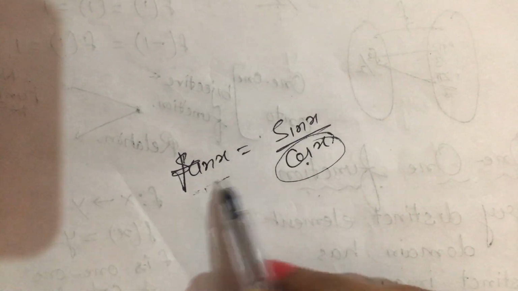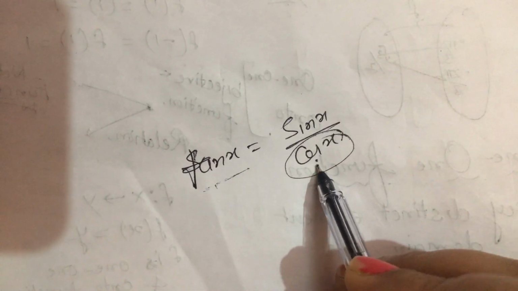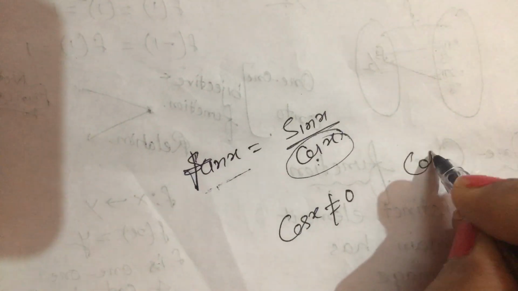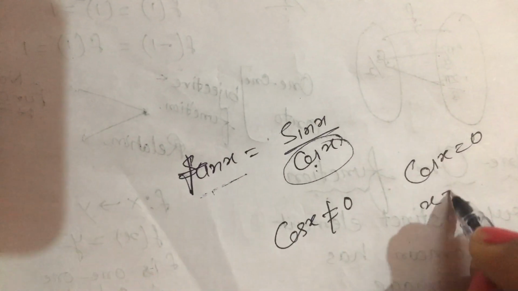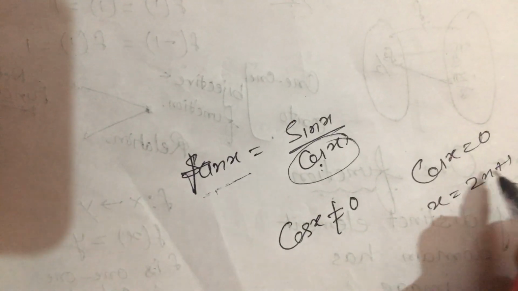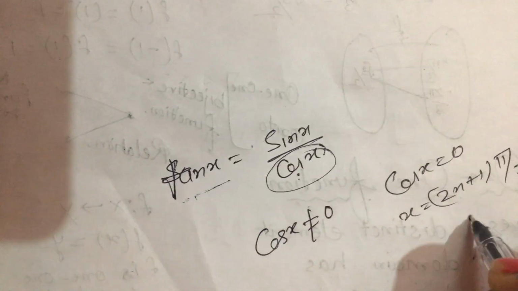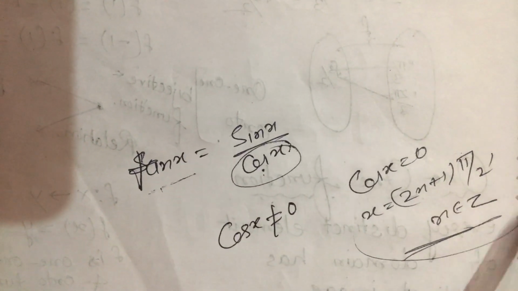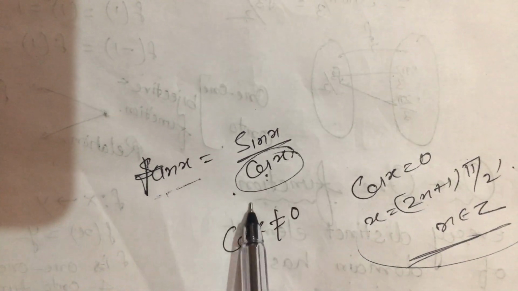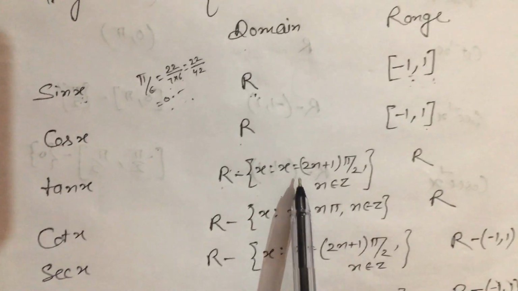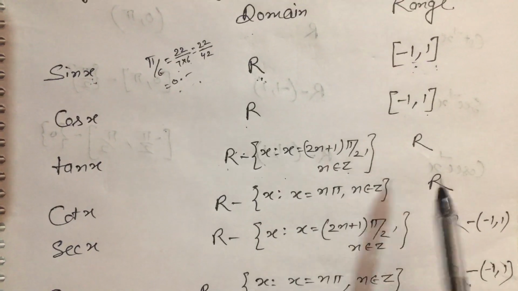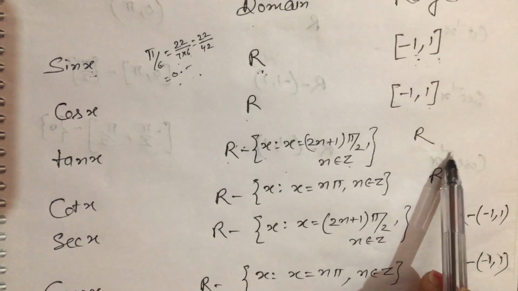Tangent x will be defined only when cos x is not zero. And when is cos x zero? When x is equal to 2n+1 pi by 2, where n belongs to integer. That means x should not be this. So the domain of this function is all real numbers except x such that x is equal to 2n+1 pi by 2, where n belongs to integer, and its range is all real numbers.